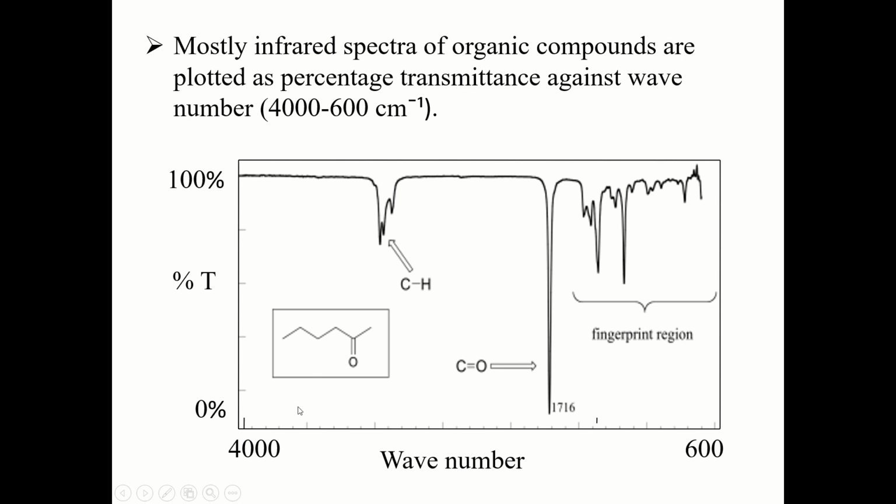For example, in an organic molecule in which we have a carbonyl functional group, that is C double bond O, if we get a band in the region of 1716 centimeter inverse, that shows the carbonyl group is present in our organic compound.